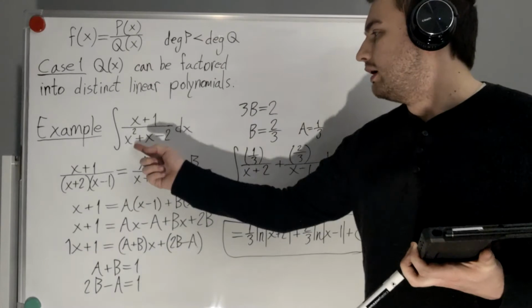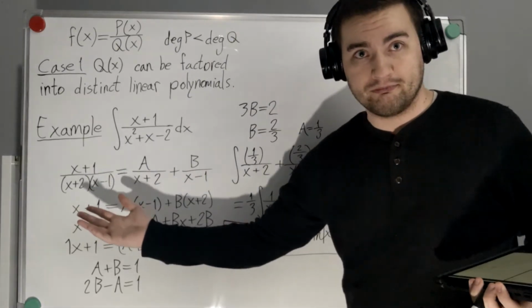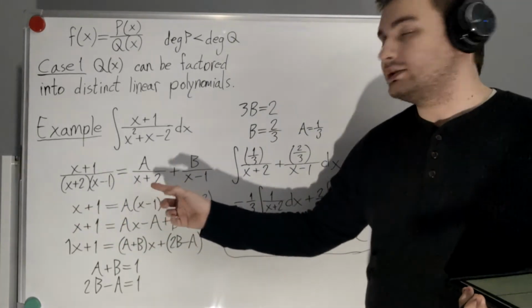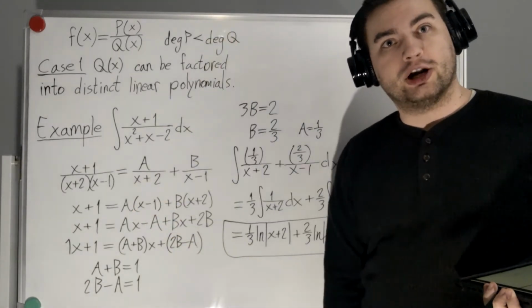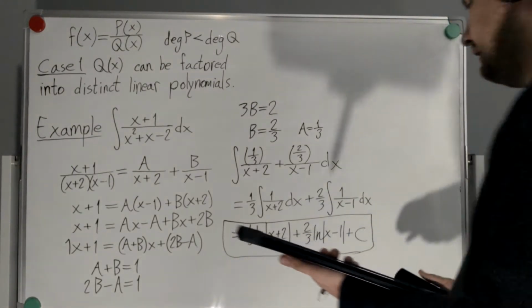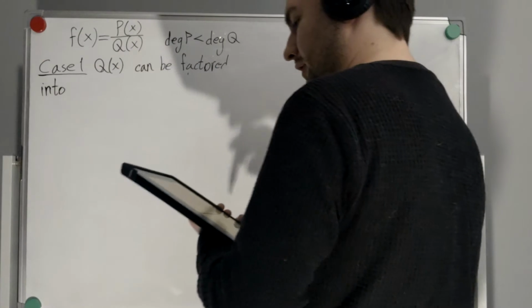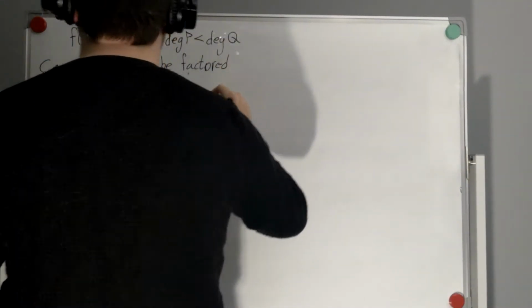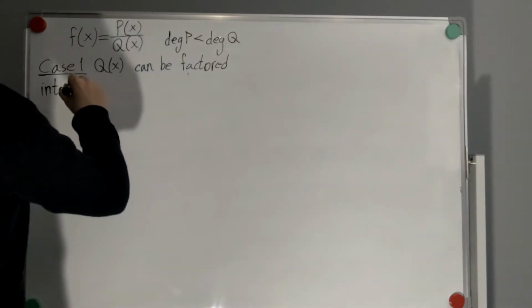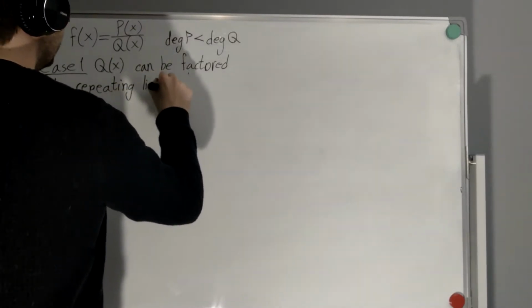When you've got the denominator being able to be factored into linear factors that are different from each other, then you just give each of those factors a term, and you just put some constants on the numerators. Okay. Now then, suppose instead of distinct linear factors, we say q of x can be factored into repeating linear factors.